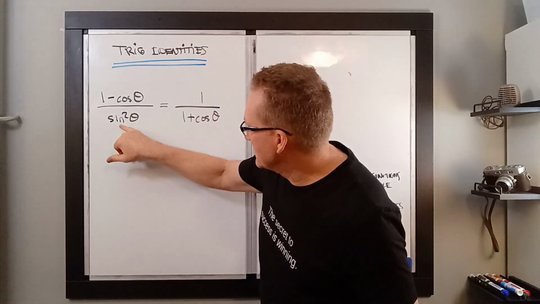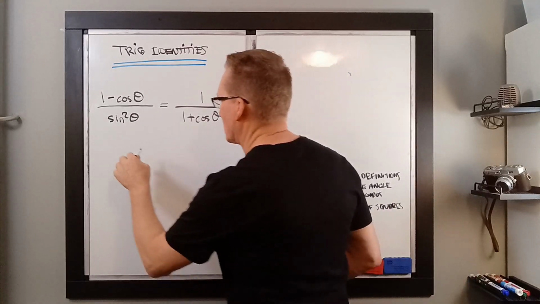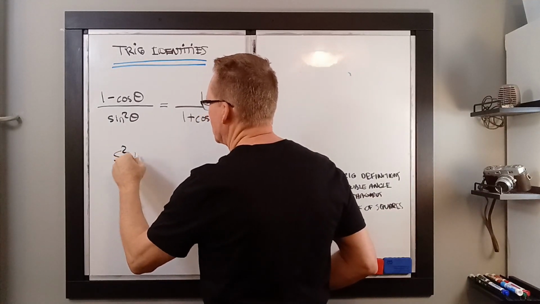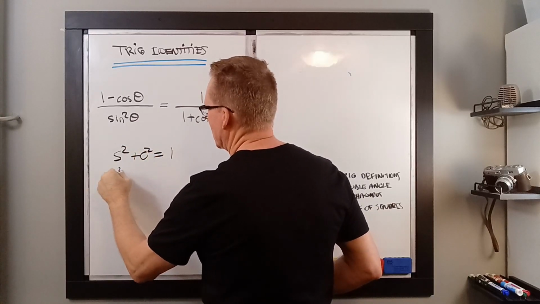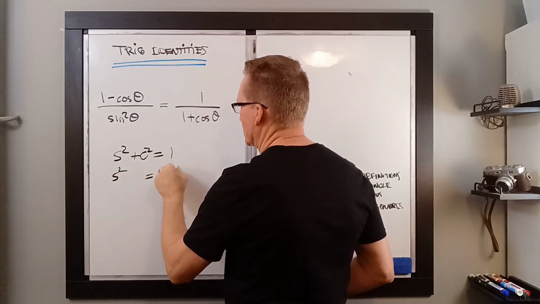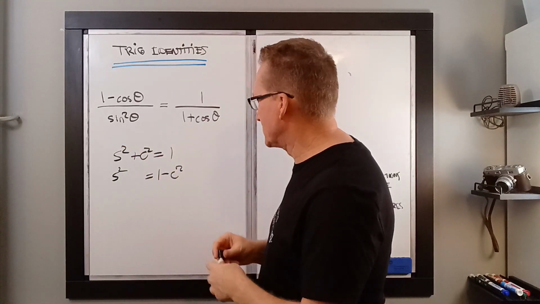In this case, you look at this and you say, that looks like Pythagoras' theorem. Let's take a look at what that would be. Sine squared plus cos squared is equal to 1. Solving this would make sine squared equal 1 minus cos squared. So I could rewrite this one down here as 1 minus cos squared.